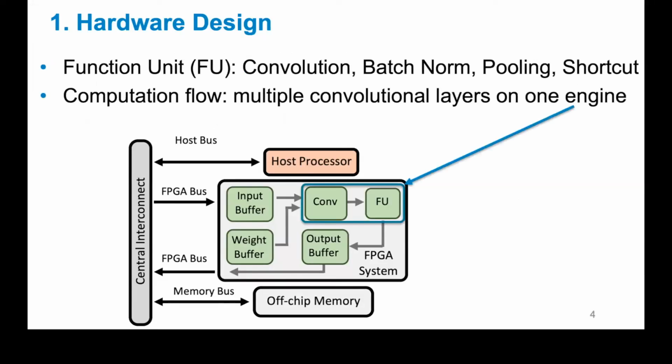To save resources, we run multiple convolutional layers on one processing engine. So the core module in our hardware design is the function unit, which is used to perform the convolution, batch normalization, pooling, and shortcuts.